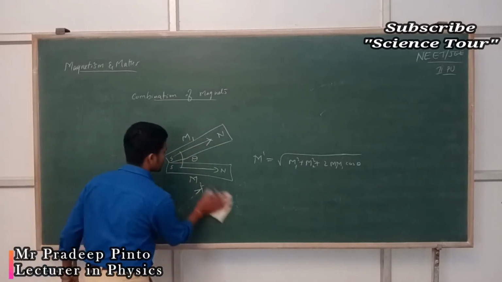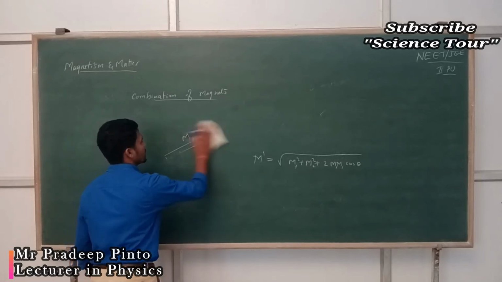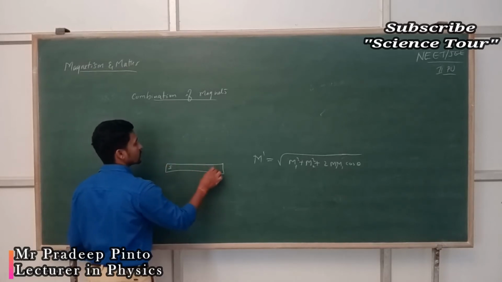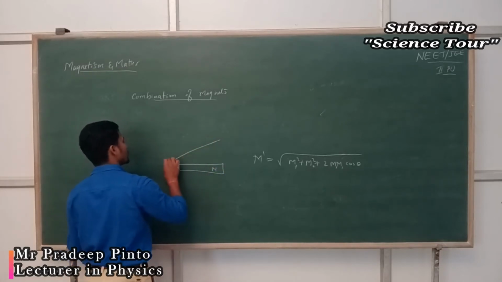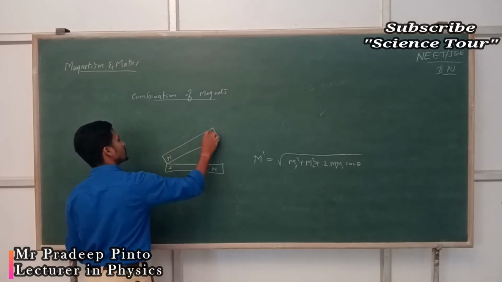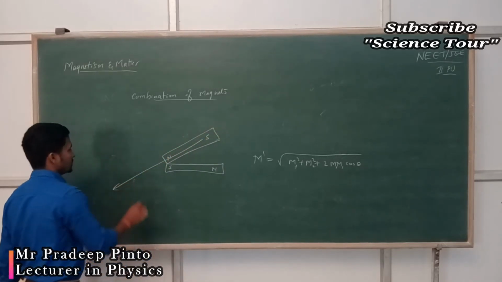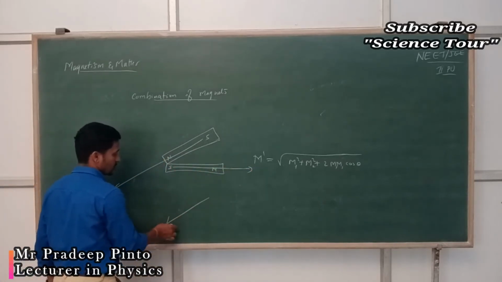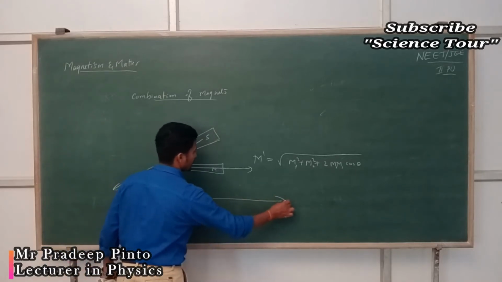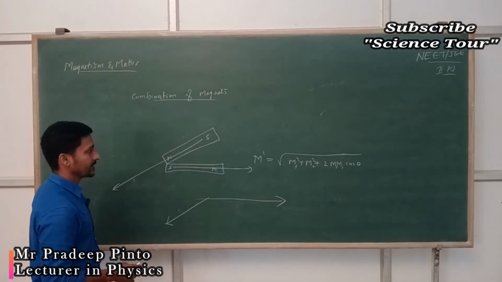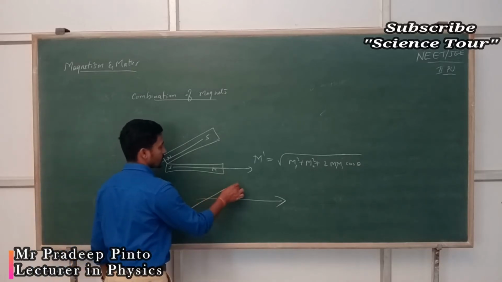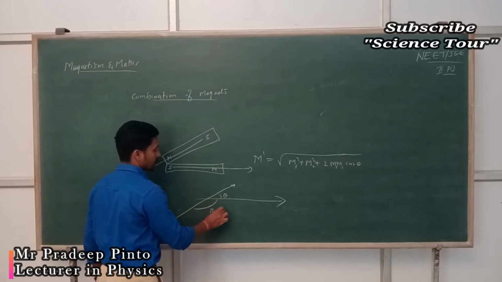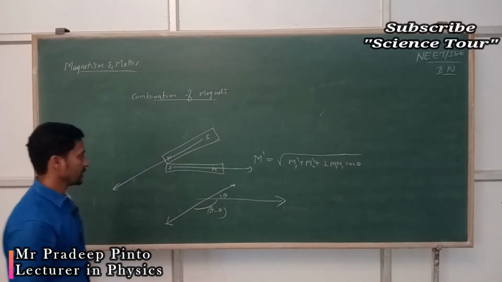Now suppose I have connected the same magnets the opposite way, south north, but I have kept the north pole on the south. So the magnetic moment, south to north, becomes in this way. I can write a diagram of this. So what is the angle between the two vectors? This was theta, and this is pi minus theta.